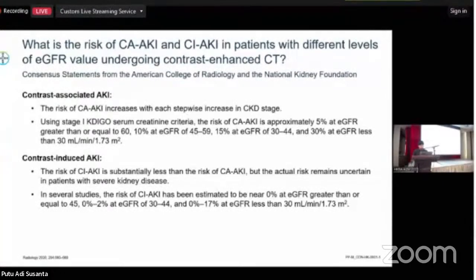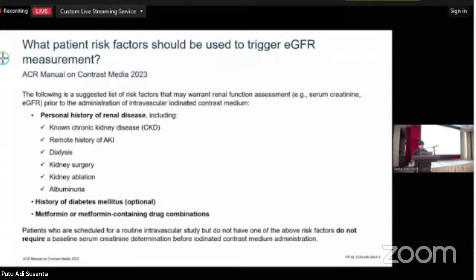According to the ACR guideline, there are several risk factors, including personal history of renal disease, including chronic kidney disease and a history of acute kidney injury, dialysis, patients receiving kidney surgery, patients receiving ablation, or patients with albuminuria. And diabetes is an optional factor, and another risk factor is diabetic patients receiving metformin or metformin-containing drug combinations.